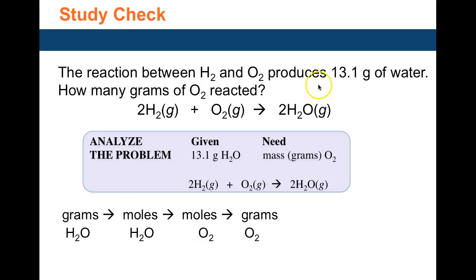The reaction between hydrogen and oxygen produces 13.1 grams of water. How many grams of oxygen reacted? Again, take the 13.1 grams of water and divide it by 18 to convert it into moles of water. Once you have the moles of water, you know that to make 2 moles of water you need 1 mole of oxygen. So your moles of water divided by 2 gives you the moles of oxygen, and you multiply it by the molar mass. There's 2 oxygens, so multiply that by 32 to get the grams of oxygen.